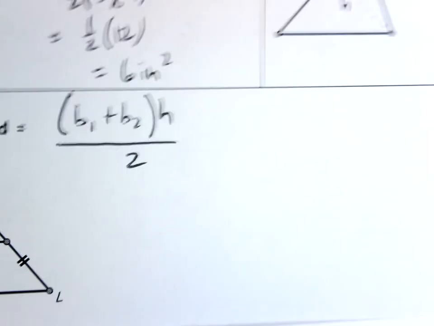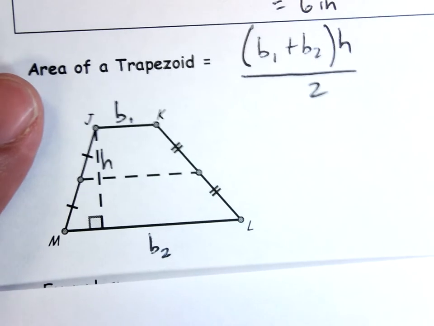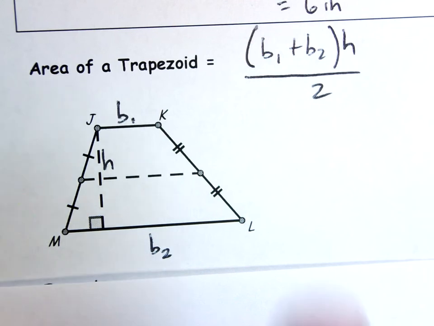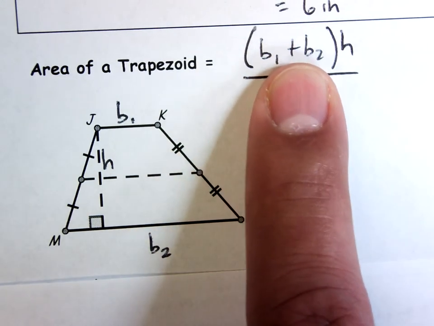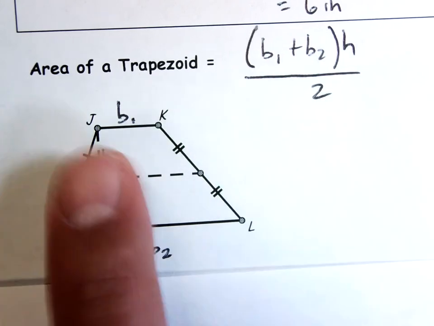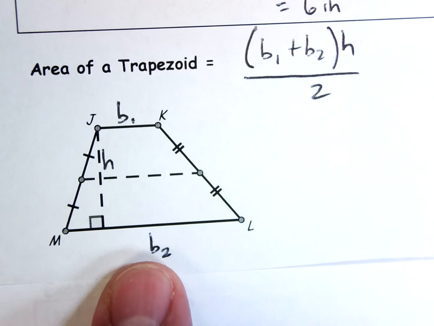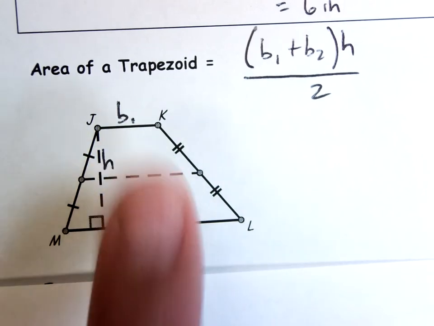Alright, trapezoids. There we go. To get the area of a trapezoid, here's the formula. You take base 1 plus base 2, you add up your two bases, you multiply by the height, and then you divide by 2. So I've got it labeled here. It doesn't matter which one you label base 1 and base 2. But again, your bases are the ones that are parallel to each other. So let's call this base 1, this base 2.